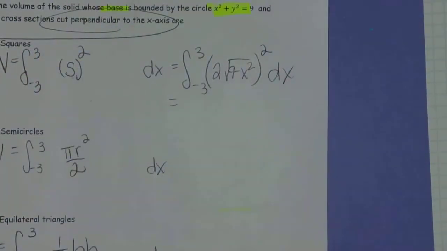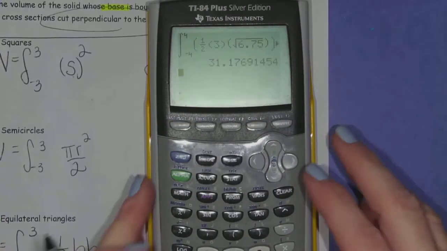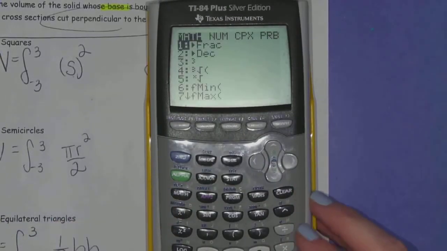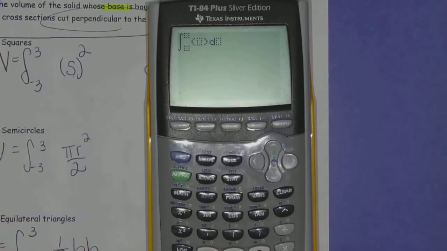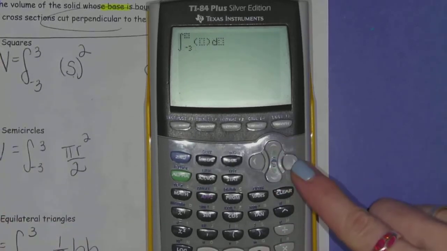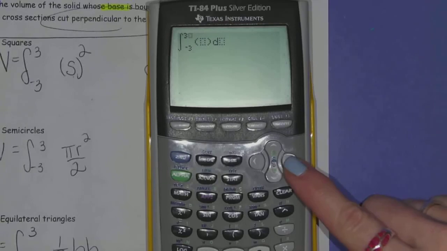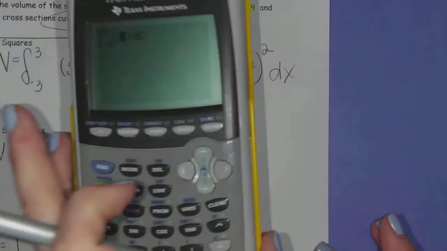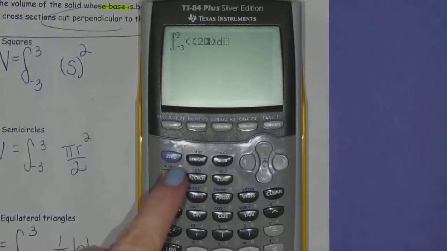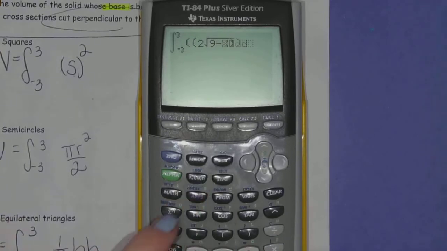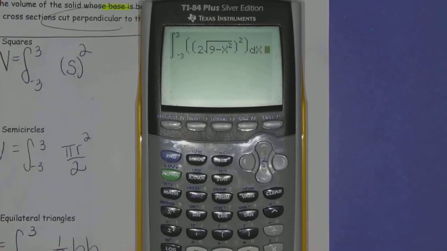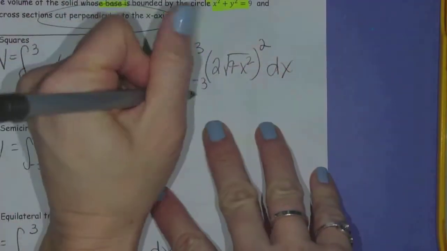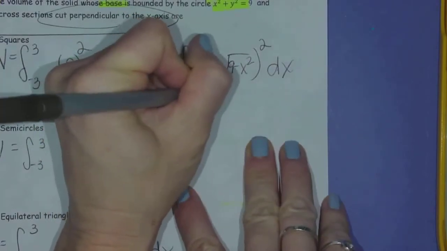And if I throw that into my TI, where's my TI? Throw that in there, I get math 9. Again, for doing these on the calculator to move this along. If we want to do these by hand, we can do that too. So -3 to 3 of 2 square root 9 minus x squared quantity squared dx. So I'm getting 144. Okay, that was nice. 144 units cubed. Done.